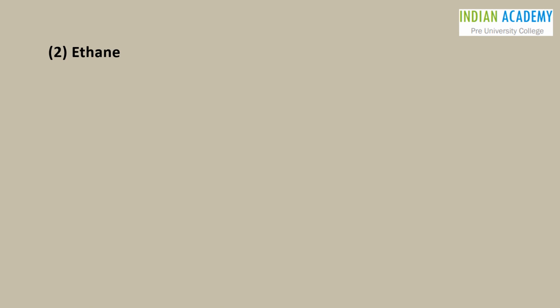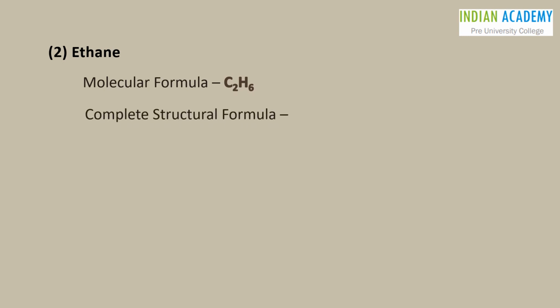Ethane, molecular formula C2H6. Complete structural formula. You have to write the 2 carbon atoms first. Then each carbon atom should be attached to 4 bonds. And then filling with the hydrogens. Since here we have 6 hydrogens, each carbon atom is attached with 3 hydrogen atoms.